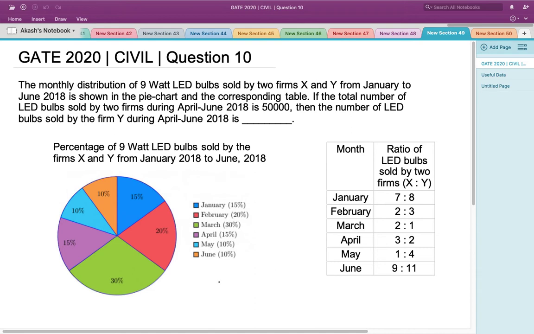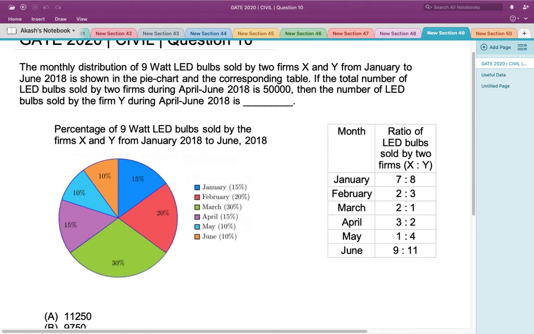So, we have been given a pie chart with the corresponding percentage of the number of LED bulbs sold by the two firms, and a table with the month-wise ratio of LED bulbs sold by the two firms, and we have to determine the number of LED bulbs sold by the firm Y during April to June. So, in order to solve this question, let's have a look at the useful data.